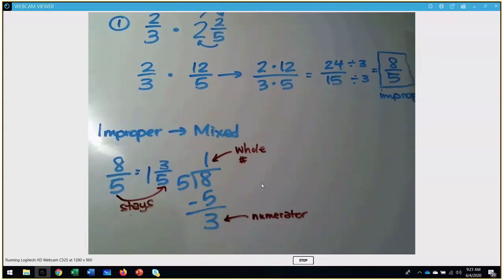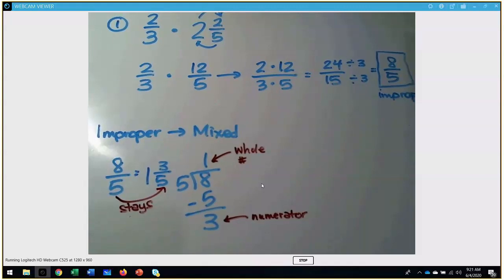So 8/5 is the same thing as 1 3/5 in mixed number form. All right, any questions about any of that so far? Dealing with these things is so weird. You can do so many different ways. Yeah, I'm about to show you another thing because it's going to be needed to do number 2.